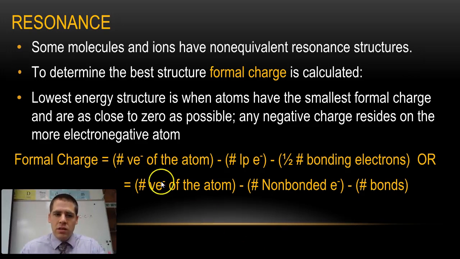There are a couple of different ways to do this. Some textbooks will give you a formula like this. I think it's a little bit more straightforward to just say: figure out the number of valence electrons for the atom, subtract the number of non-bonded electrons, and then also subtract the number of bonds on that atom.